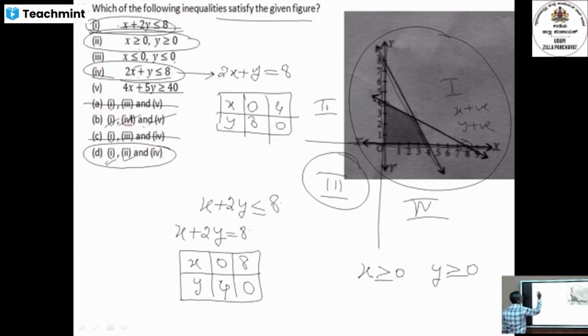Here 1, 2, 4. 1 has 1 line, 2 has 1 line, 2 lines. So total 3 lines, and the 4th one.